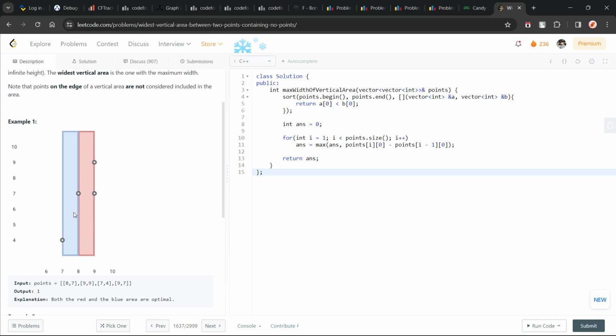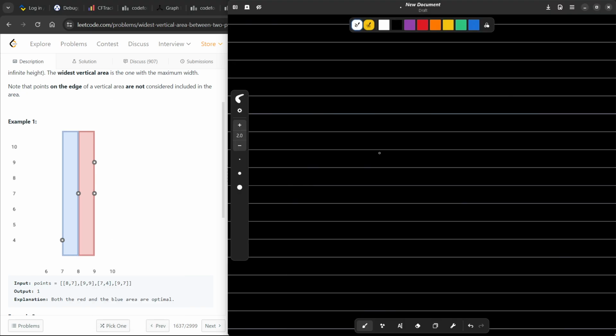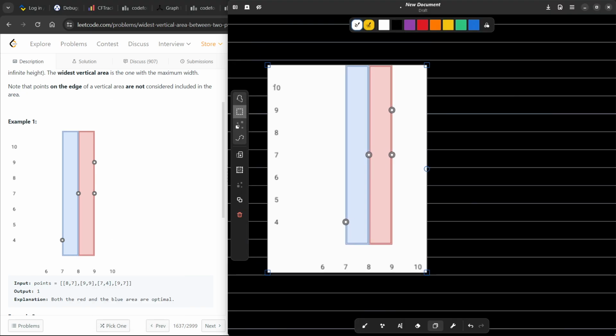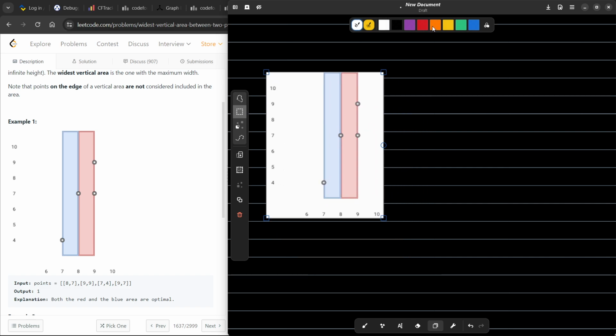So let me just take this image only. So what they're essentially saying is, let me just draw it. So see, you see this particular point. Now the next point after it is this one, right?